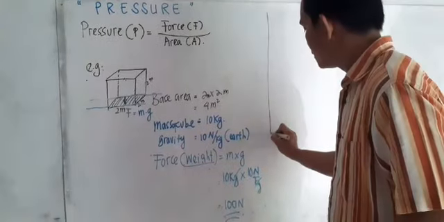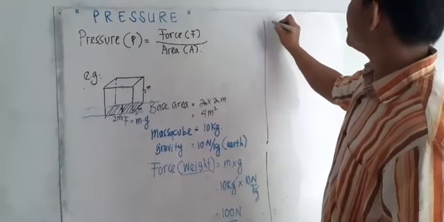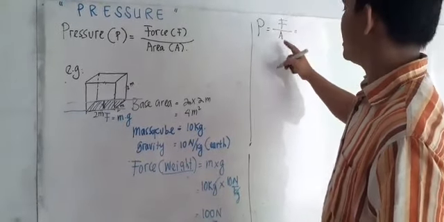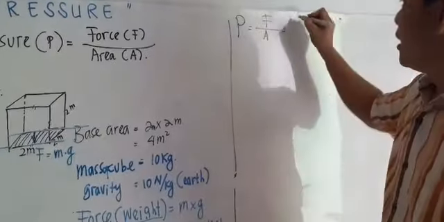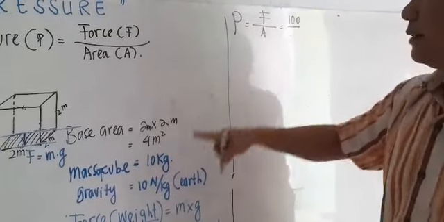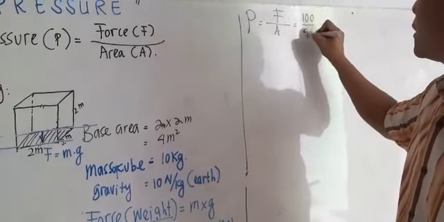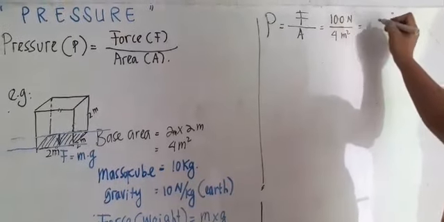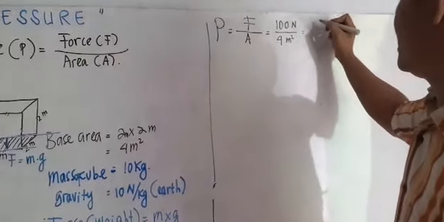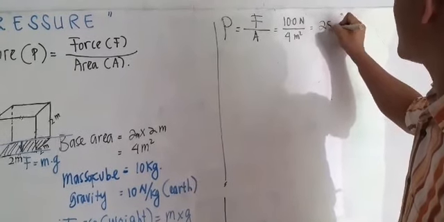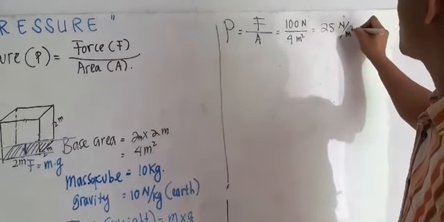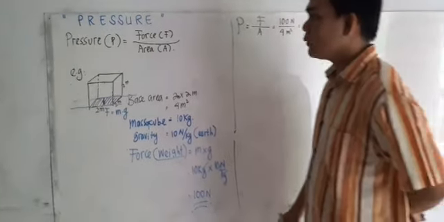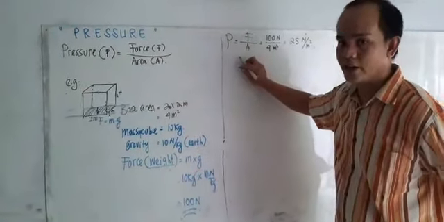So what is the pressure? The pressure is the force divided by the base area, which is 100 Newton divided by 4 meters squared. 100 divided by 4 is equal to 25 Newton per meter squared.